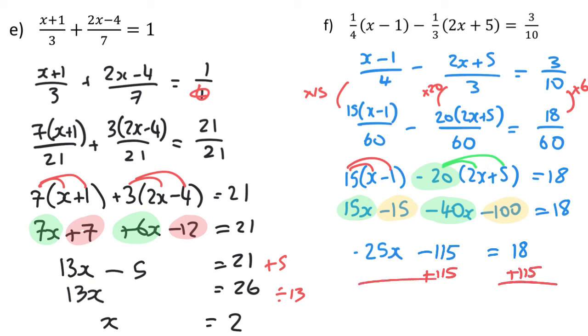and we get minus 25x equals 133, and then dividing by minus 25, we get that x equals minus 5.32. So 133 divided by a minus will give a negative answer, and 133 divided by 25 is 5.32. So the answer is minus 5.32.